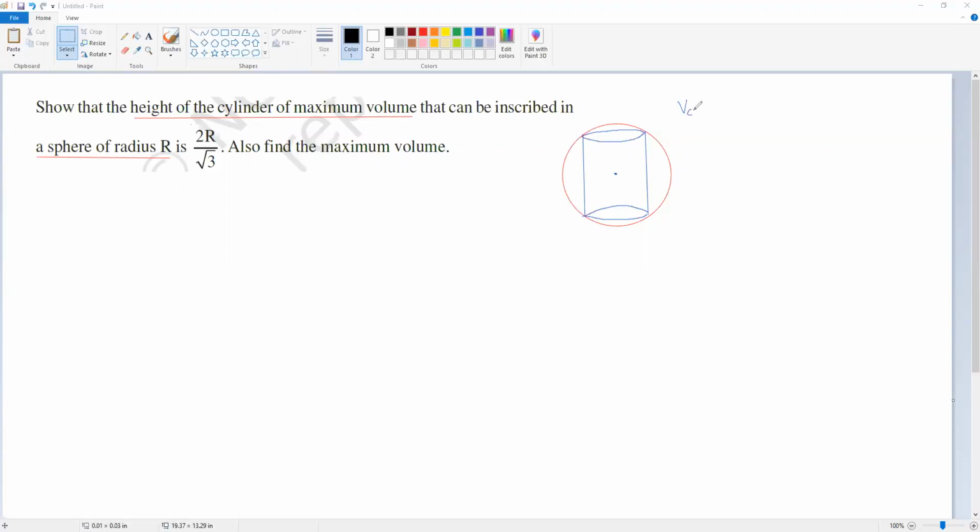volume of the cylinder is maximum when the height of the cylinder is equal to 2r divided by root 3. This is what we need to find. Also we have to find that maximum volume. What is that maximum volume? That also we have to find. This is the question.